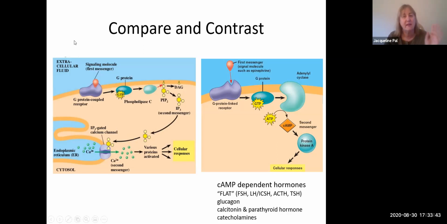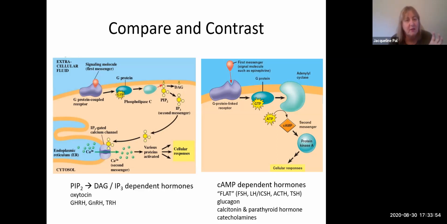In contrast, the more complicated PIP2 to forming DAG and IP3 system, with more steps, is involved with a smaller number of hormones, oxytocin being the primary hormone, except for 3 of our releasing hormones from the hypothalamus. Okay. So take a moment, pause this, and talk yourself through both of these processes to make sure you understand it.